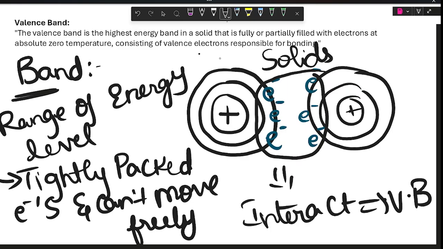So let's see the definition. The valence band is the highest energy band. Why are we saying this is the highest energy band? Because we are talking about the electrons which are present in the outermost shell. Whenever an electron is far away from the nucleus, it has the highest energy levels. So we are dealing with the electrons which are present in the valence shell. This is why we are saying it is the highest energy band in a solid that is fully or partially filled with electrons. So this is the valence band.